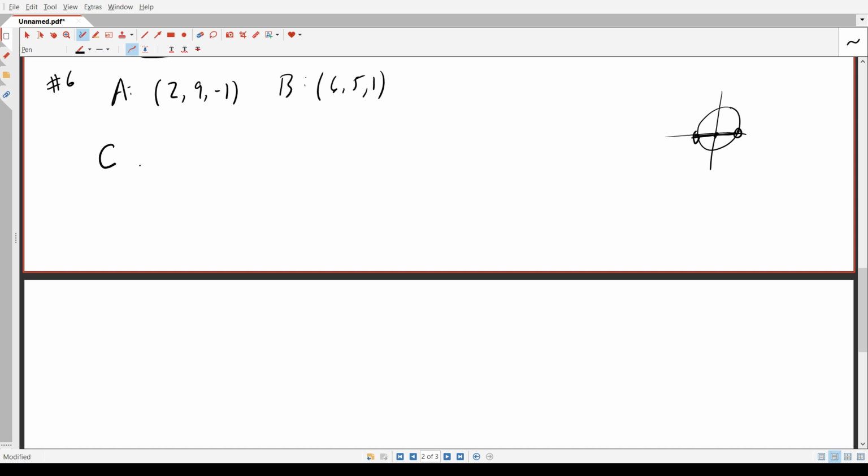So the center is going to be the midpoint of these 2 points. So I'll do 2 plus 6 over 2, 9 plus 5 over 2, minus 1 plus 1 over 2. So this simplifies to, let's see, that's 8 over 2, that's 4. 14 over 2, that's 7, and that's 0. So that's the center of our sphere. Now, to find the radius, I can either find the distance from C to either B or A, or I can find the distance from A to B and divide by 2. I'm going to find the distance from C to B.